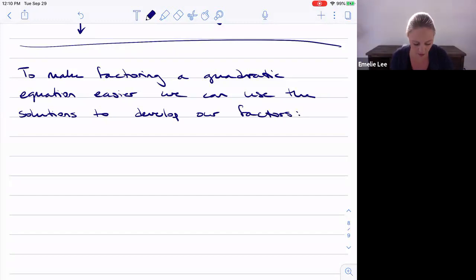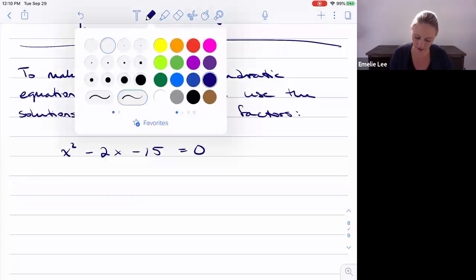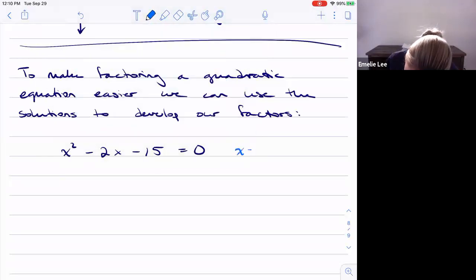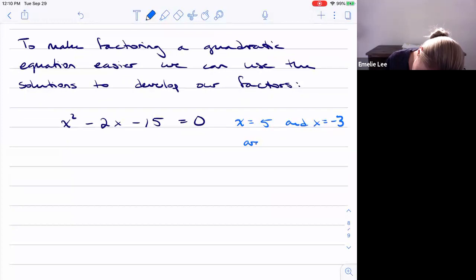So let's have a look at what we started with. We had x squared minus 2x minus 15 equals 0, where x equals 5 and x equals negative 3 are solutions.